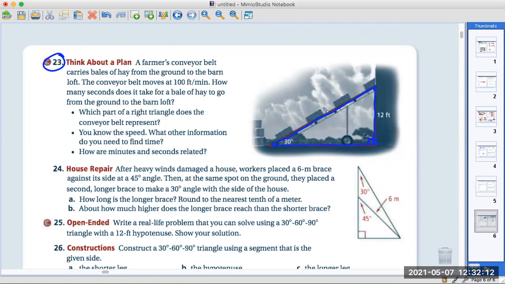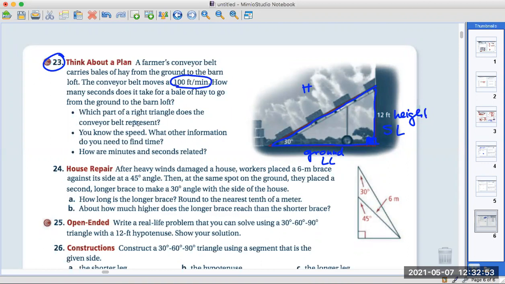This is a conveyor belt that moves hay bales up into a loft of a barn. And it's always the height and the ground that form that right angle. Okay, this is the ground. This is the height of the barn, and this is how far on the conveyor belt. This is the hypotenuse, short leg, long leg. Okay, a farmer's conveyor belt carries bales of hay from the ground to the barn loft. So starting here, there they go up, right? The conveyor belt moves at 100 feet per minute.